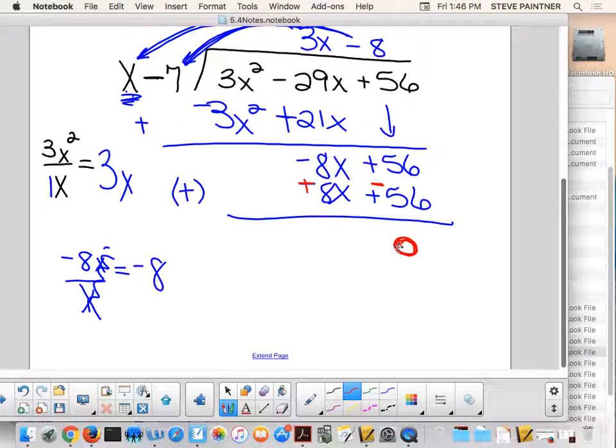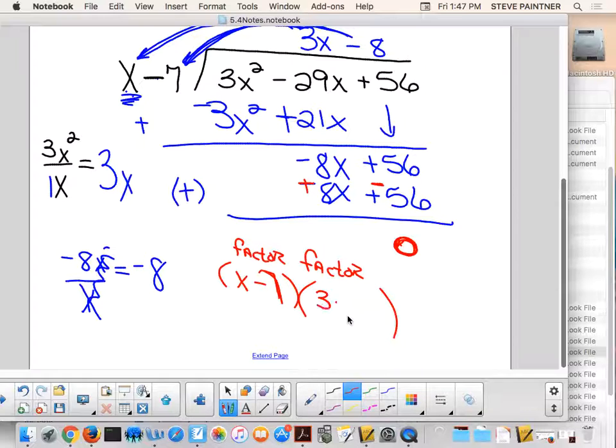So if the remainder is 0, it works. Is it a factor? Yes, it's a factor. So if it's a factor, then there's a factor times another factor to give me the original number. x minus 7 times what? 3x minus 8 is the answer.